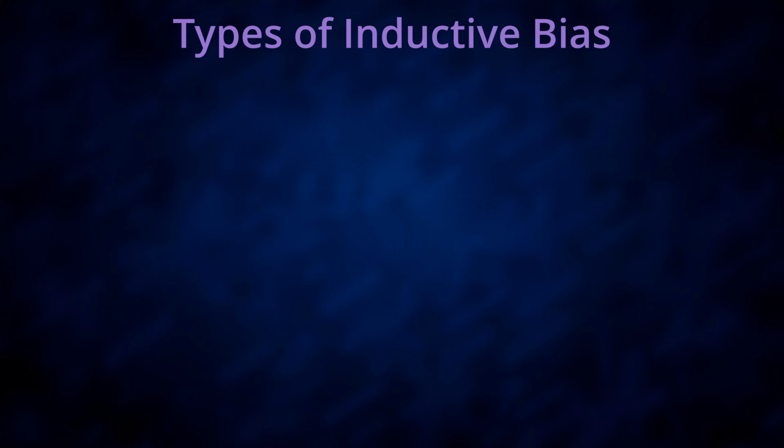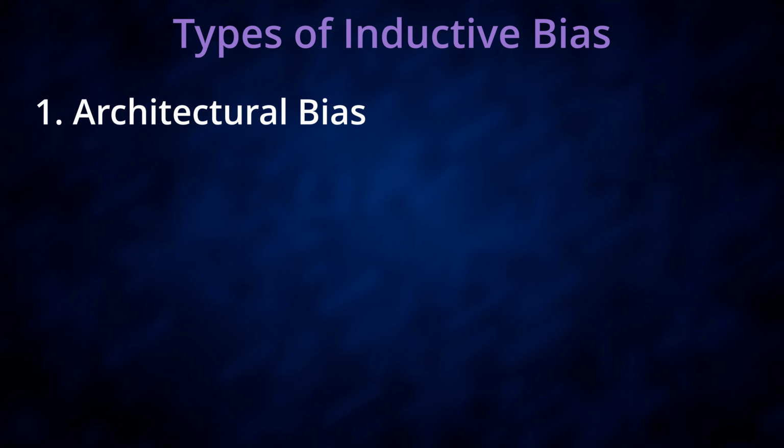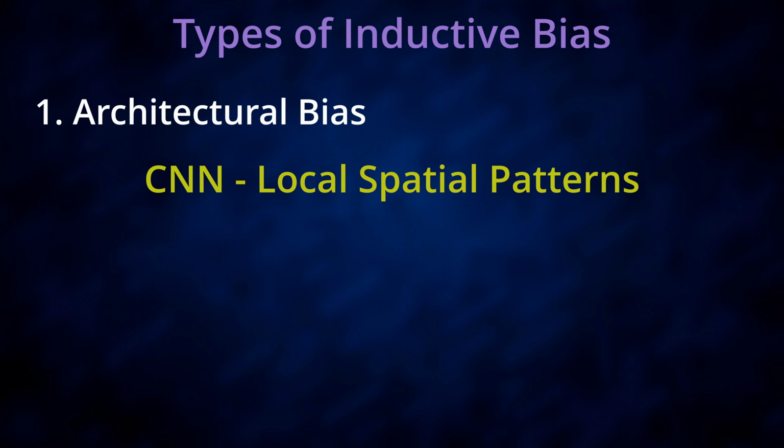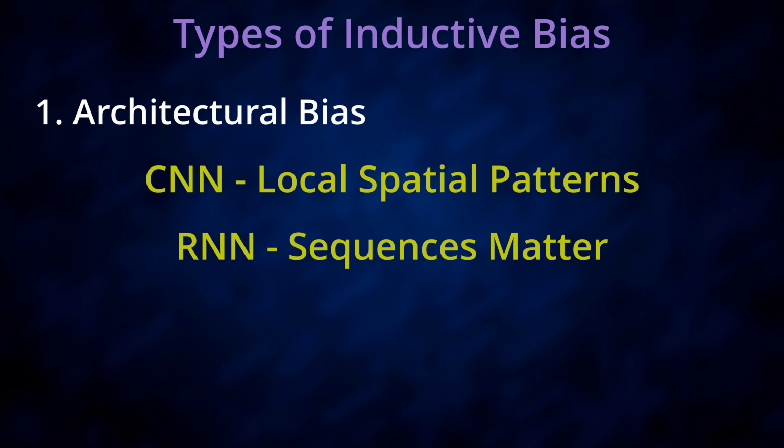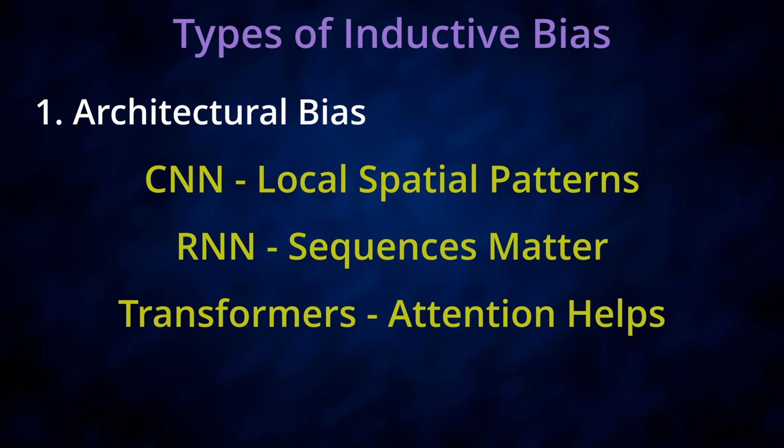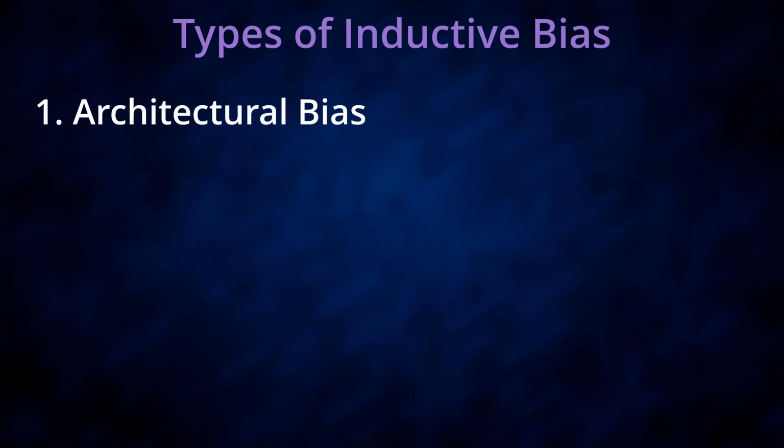Types of inductive bias. Architectural bias, built into the structure of the model. Examples: convolutional neural networks assume local spatial patterns. Recurrent neural networks assume sequences matter. Transformers assume attention helps capture relationships. It's not just useful, it defines what the model can and cannot learn.